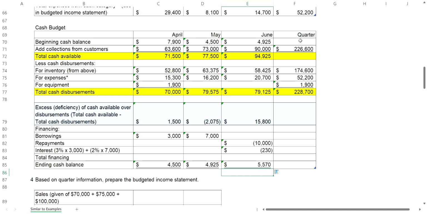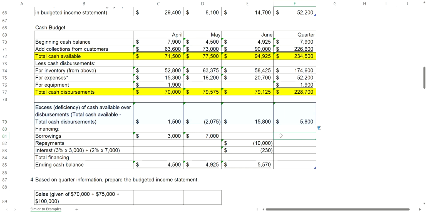Okay, now let's go ahead and finish out the quarter column. Like with the purchases budget, if it has beginning or ending, you don't want to add the row. You want the beginning or ending balance. So here it says beginning. The beginning of the quarter is $7,900. I already added that row. So now I will add $7,900 plus $226,600 to get $234,500.